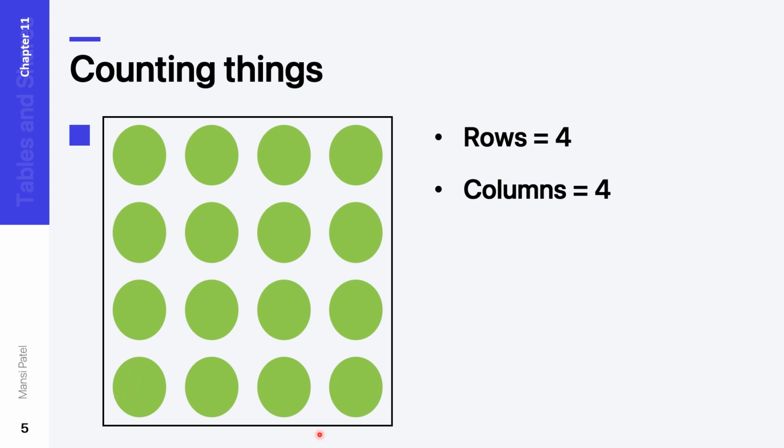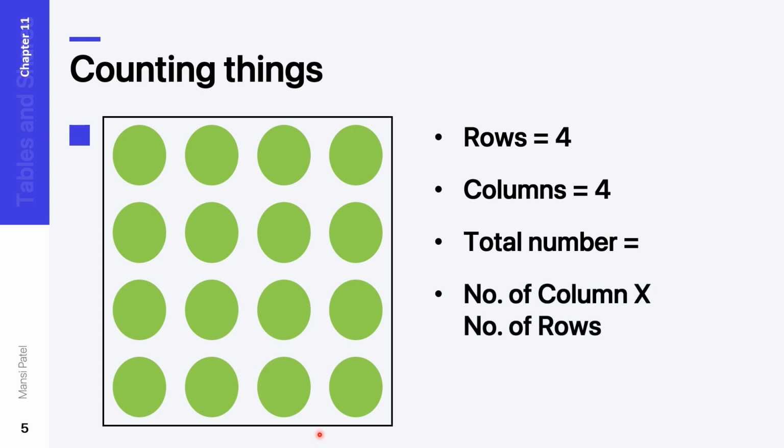Now what do you want to do? You have to find out the total number. How do you get the total number? By the multiplication of the number of columns and the number of rows, you get the total number. So our total columns are 4 as well as our total rows are also 4. 4 fours are 16. So how many total things are here? There are a total of 16 things. It's quite easy for you.